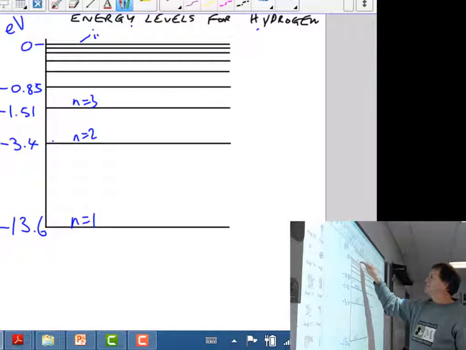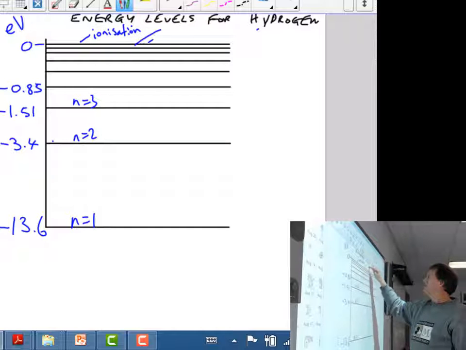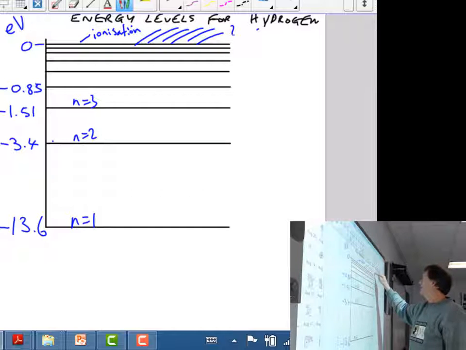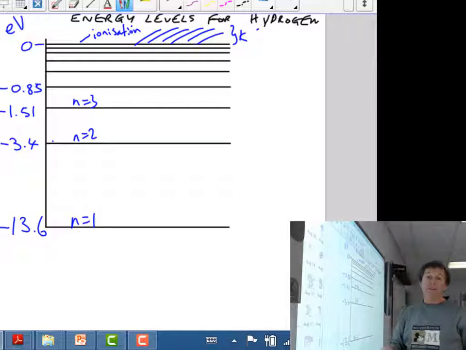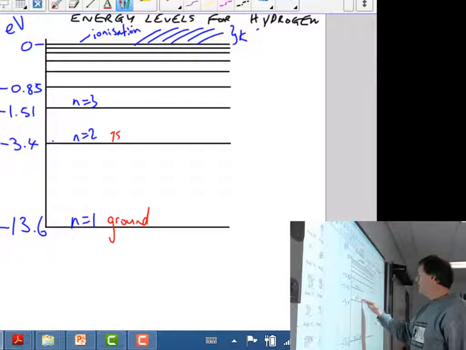This is your ionisation position then. And they can have any energy they like from there up. Okay, and that would be kinetic energy, essentially. But here they're bound. You can also have names for these levels here. This is the ground state. This one here, this is first excited state.